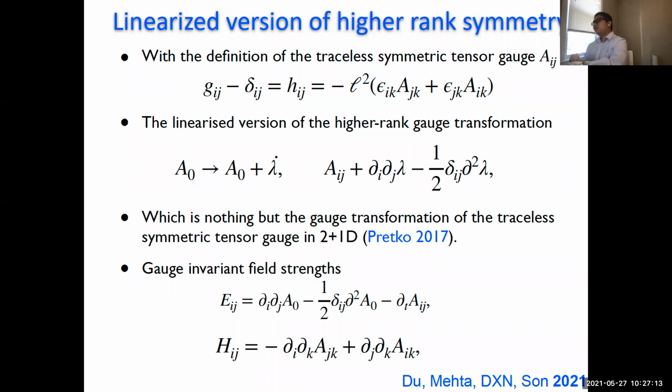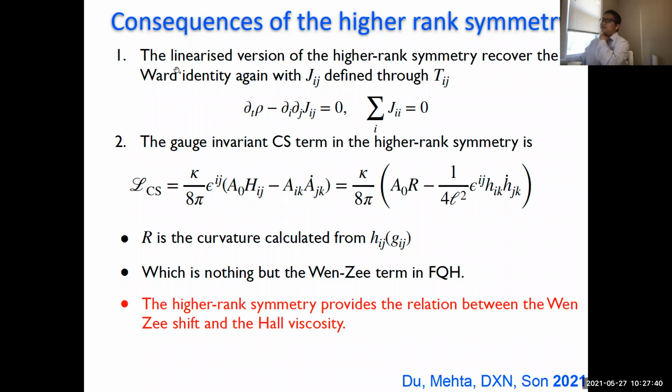So I think that at this point, I have convinced you that the lowest Landau level limit of the electromagnetic field has the symmetric tensor, the traceless symmetric tensor gauge symmetry. So from this gauge transformation, of course, we can define the gauge invariant field strength. So here is the symmetric tensor electric field and symmetric tensor magnetic field. So of course, let me consider the consequence of this high rank symmetry. In the linearized version of the high rank symmetry, we recover again the Ward identity here, with J_ij defined through the stress tensor in the same way that we defined before.